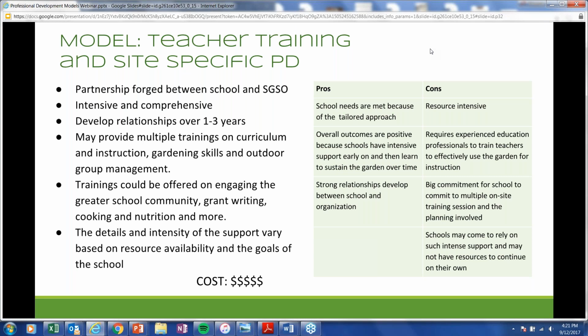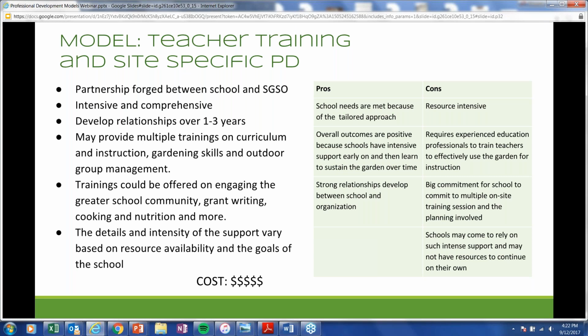Biggest con here: resource intensive. If you're an SGSO, a school garden support organization, those resources are likely staff, having staff to be there and do all of these things. You also need really experienced education professionals, people who are able to look at the standards, look at what is being taught in curriculum, and align it to the outdoor classroom, to those garden spaces. Without that, we tend to lose some of the teacher buy-in. You also need that big commitment from the school. If you don't have that commitment, unfortunately, it may not go as well.